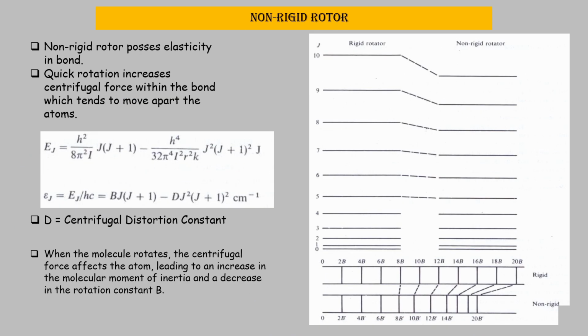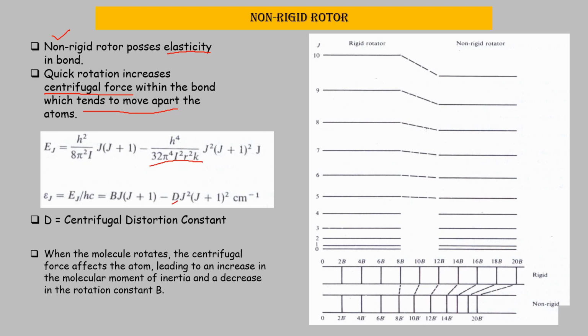Up to this point, I have discussed the rigid rotor molecule, where the bond length between the two atoms is fixed. Now I'll discuss the non-rigid rotor, where the bond length can change during rotation. Thus, the concept of elasticity in the bond arises, which tells us that the more quickly a diatomic molecule rotates, the greater is the centrifugal force tending to move the atoms apart with respect to the bond length. So centrifugal distortion is now part of the energy equation of a non-rigid diatomic molecule.